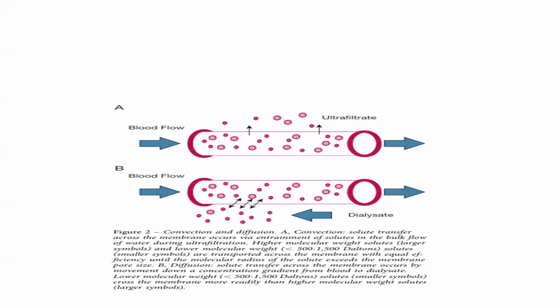And the other mechanism is diffusion, in which solute transfer across the membrane occurs by the movement down the concentration gradient from blood to the dialysate, that is, a lower molecular weight solute crosses the membrane more readily than the higher molecular weight.